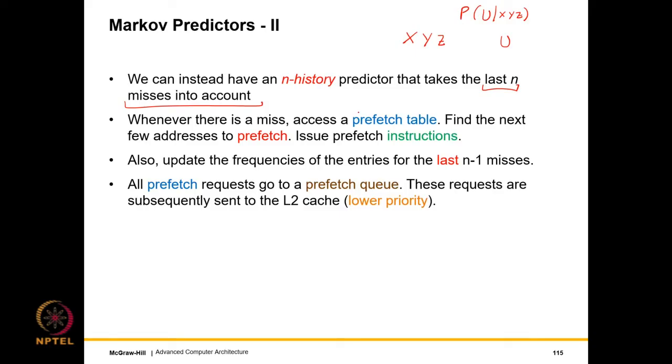So wherever there is a miss, of course, we access a prefetch table, we find the next few addresses to prefetch, and we update the frequencies of the entries for the last n-1 misses. We send all the prefetch requests to a prefetch queue. The prefetch queue stores all the prefetch requests that need to be sent, but clearly these are low priority messages as compared to, let's say, an actual miss that happens. Nevertheless, gradually the prefetch queue is drained, which means that requests are sent to the memory system. The requests are serviced and then they come back.